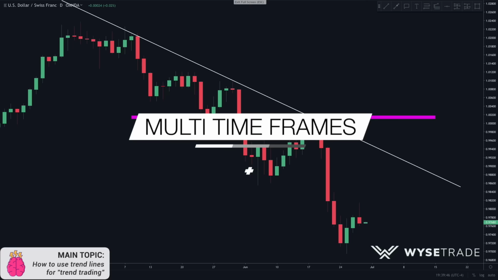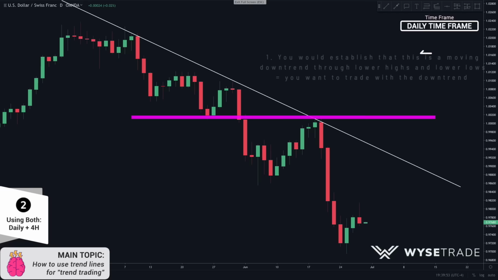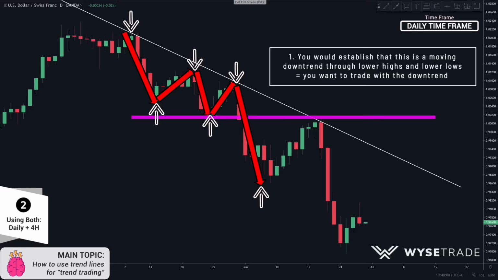So in this example, we are going to show you the same concept, but take it a step further and apply the usage of multi-timeframes. Now, this is the daily timeframe. We first identified that this was a moving downtrend through the lower highs and lower lows. And again, we want to trade with the dominant downtrend.